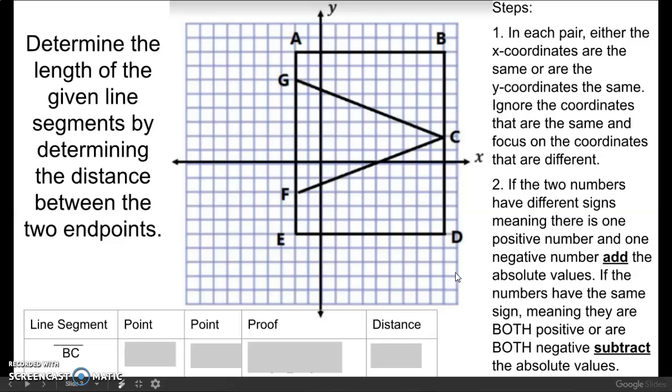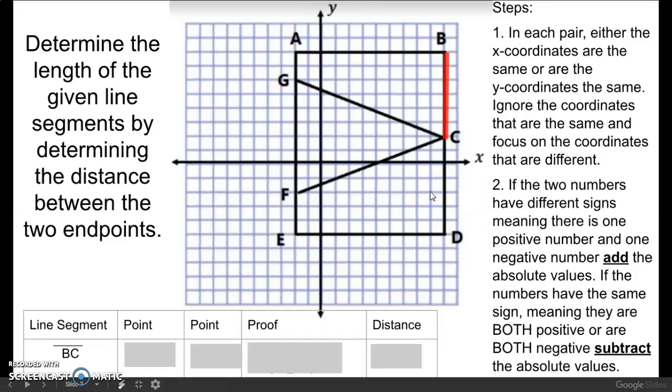In this example, we're going to find the length of line segment BC. First, we need to locate line segment BC on our diagram. Once we locate the line segment, we now have to find the coordinates of each endpoint. If we start at the origin, to get to B, we would have to count over 9 units to the right, and we would need to go 8 units up. That gives us the coordinate 9, 8.